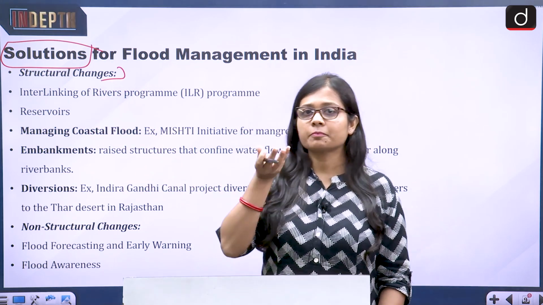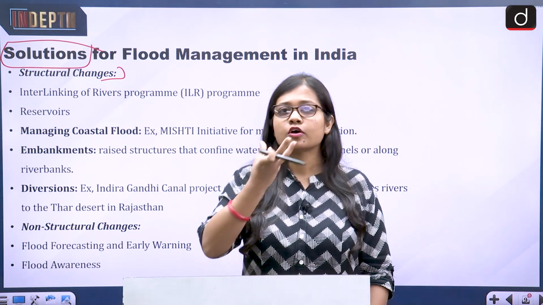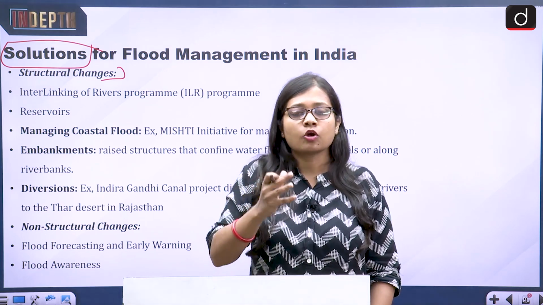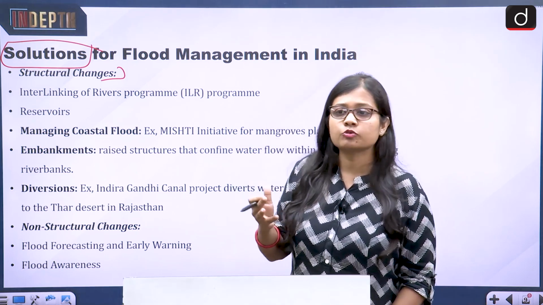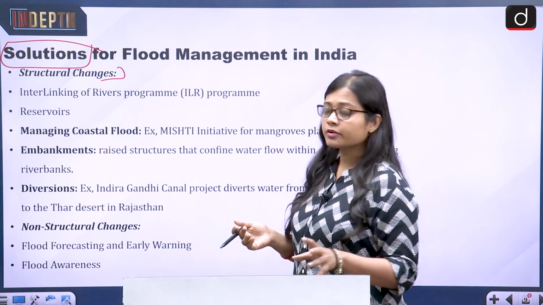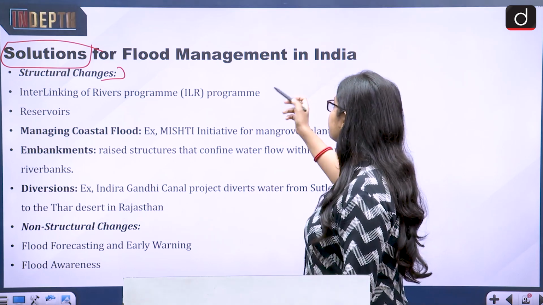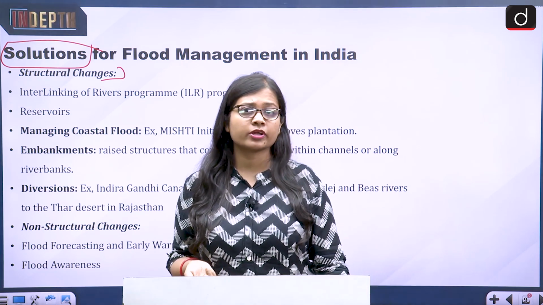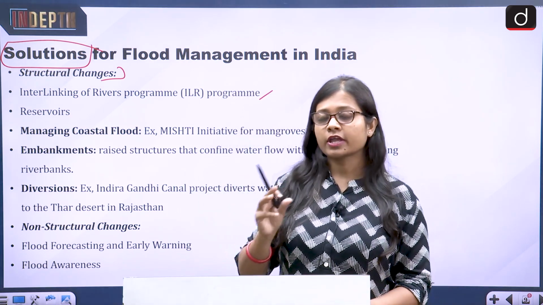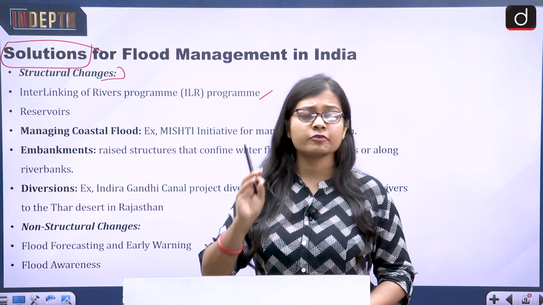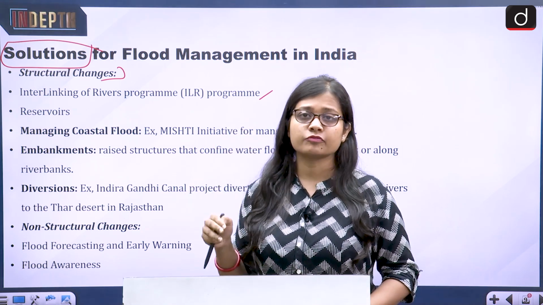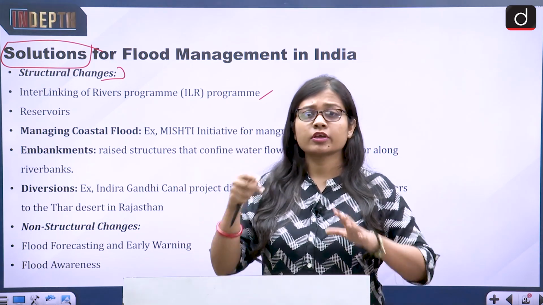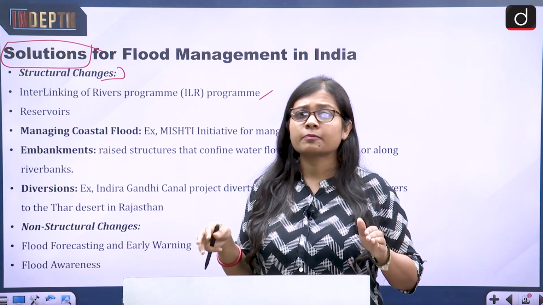Structural changes means that the structure which is present for the floods, or the primary structure which comes in contact with the floods, needs to change. So a few of the points are, first of all, the interlinking of rivers program, for example, the KH program. What happens because of heavy precipitation is that if one river gets overflooded and the water content rises in the flood, then if interlinking of rivers takes place, what will happen?